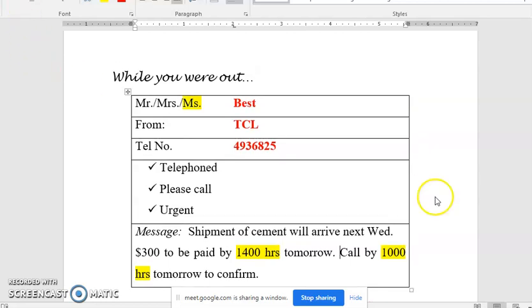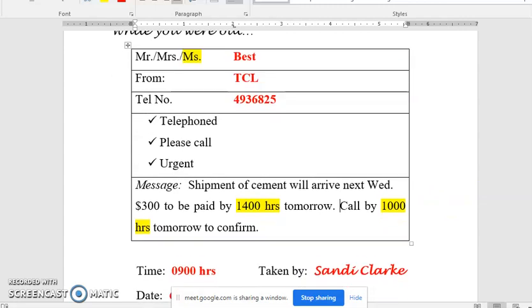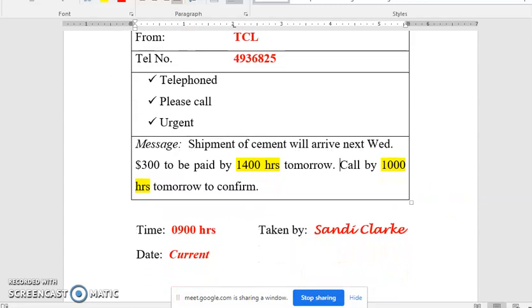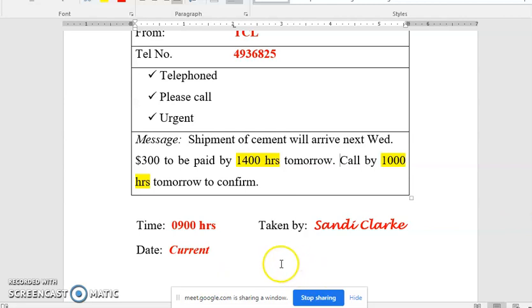So now we move on to the last part of the telephone message form, right? Which is the time when the message was taken. The person who took the message, remember you are Sandy Clark, who is the receptionist. You took the message, and the date would be today's date. So current here means the date on which the message was taken. And that's how the telephone message form or the telephone message pad is completed.